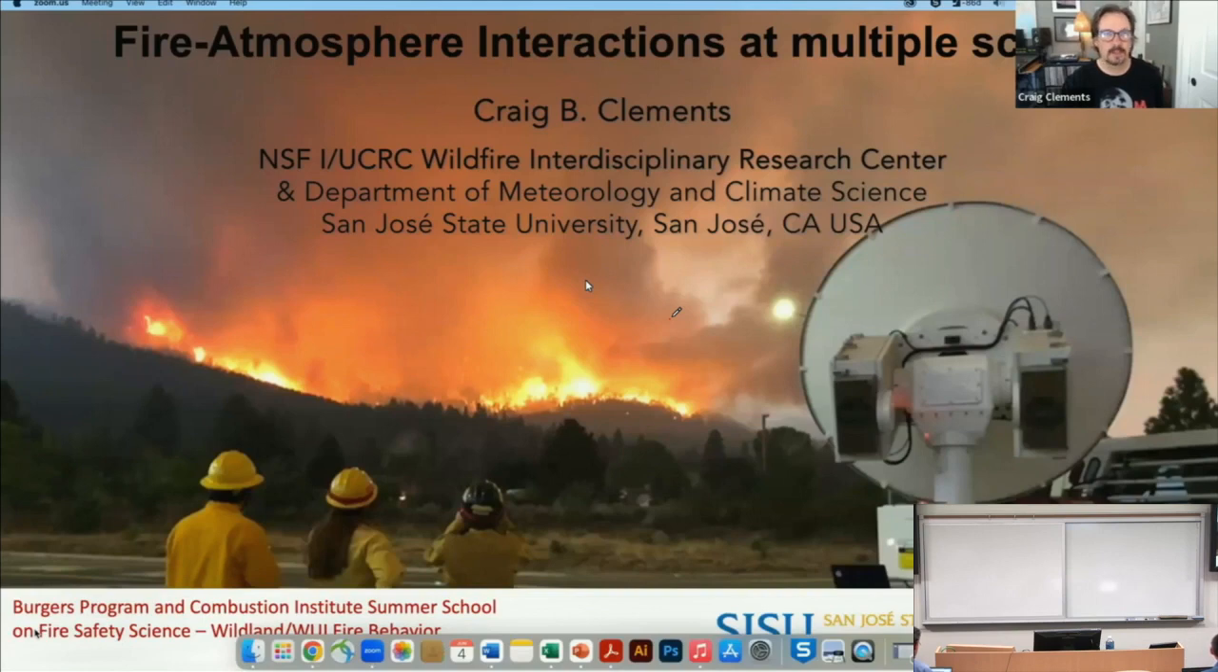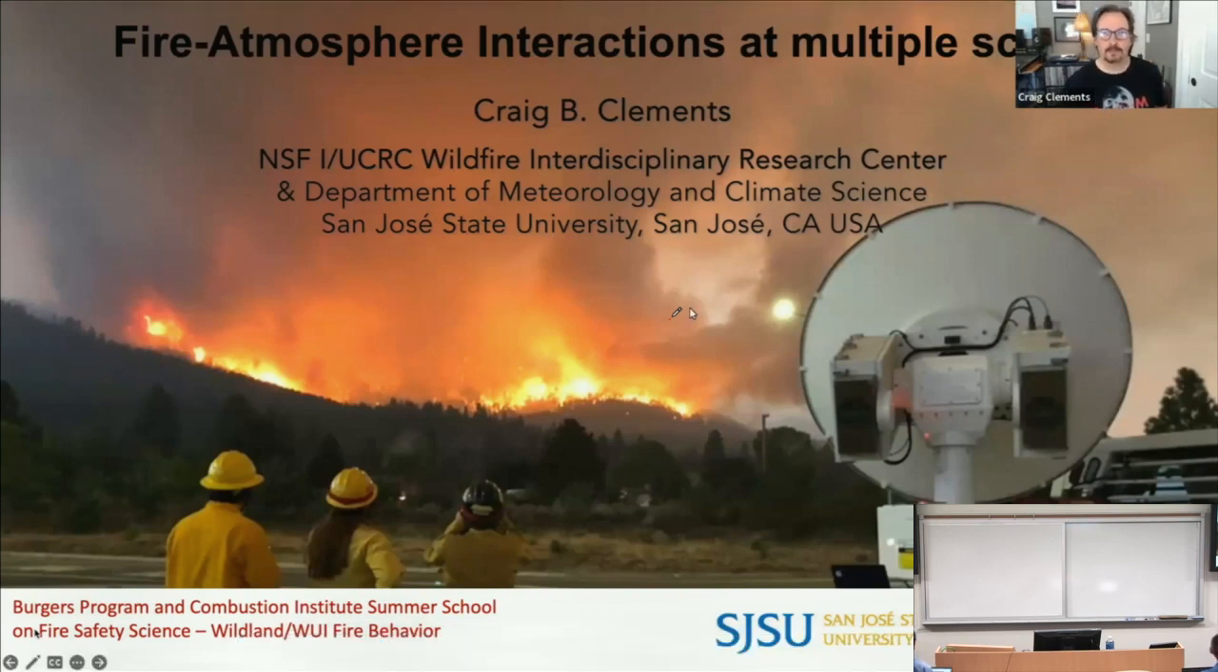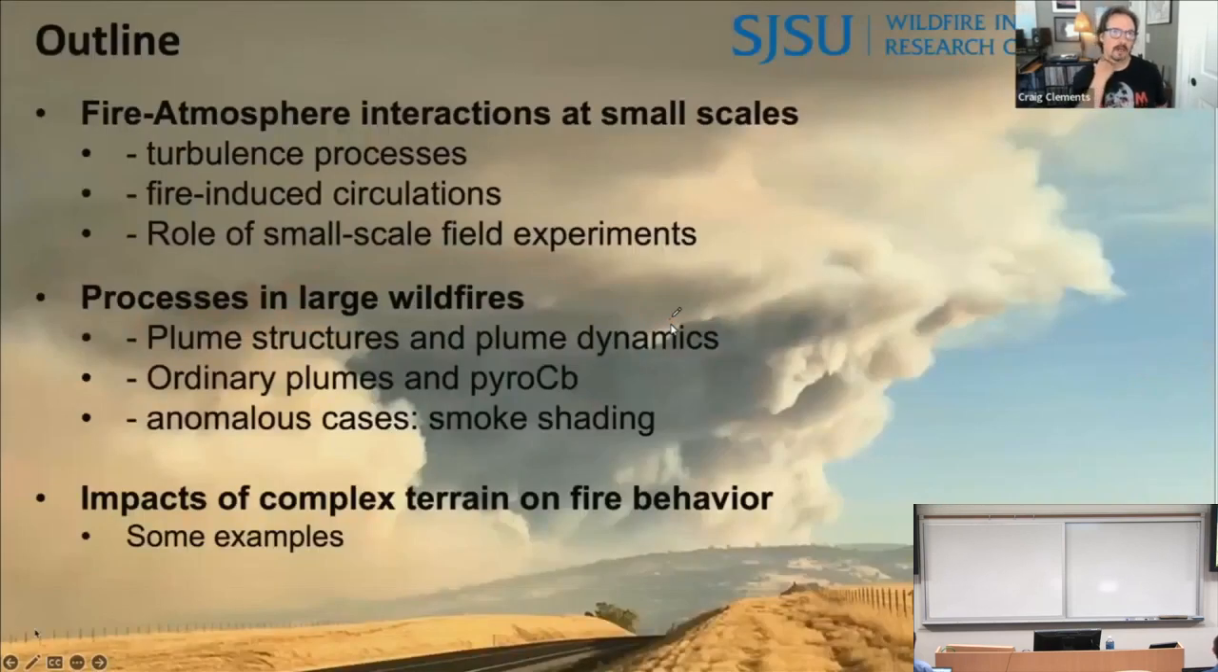And yeah, so I've been asked to talk about fire-atmosphere interactions at multiple scales. And so what I would like to talk about today is looking at turbulent processes and fire-induced winds at small scales, and then moving to large-scale wildfire observations, particularly looking at plume scale and what we can measure with both LiDAR and radar.